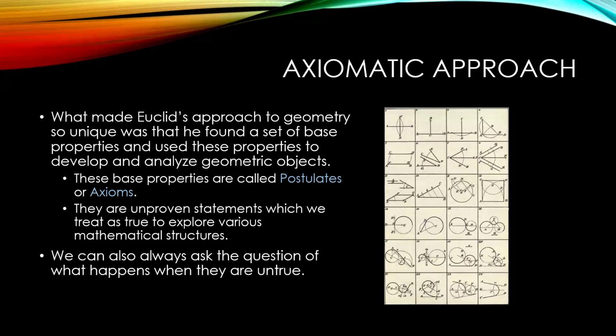Sometimes we explore what happens when we don't have all five. In particular, hyperbolic geometry says, what if we only have the first four? And if we just focus on the first one, we get graph theory. And so we often say these are unproven statements which we assume true. Sometimes we assume they're false and figure out what happens then.